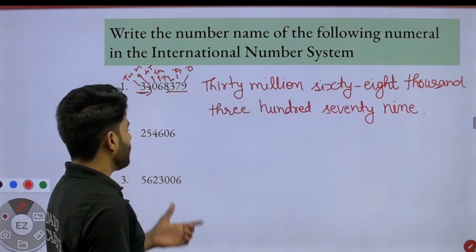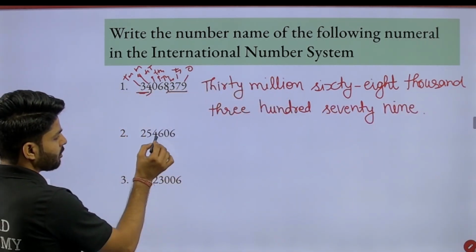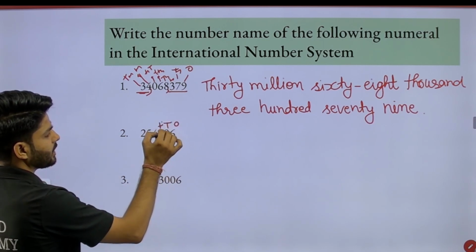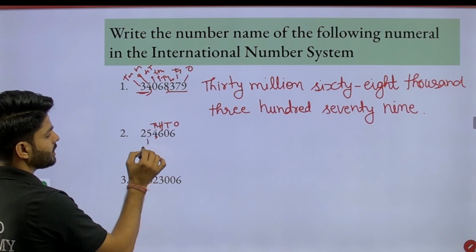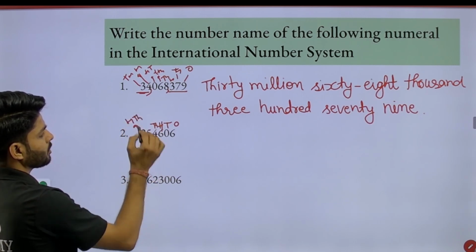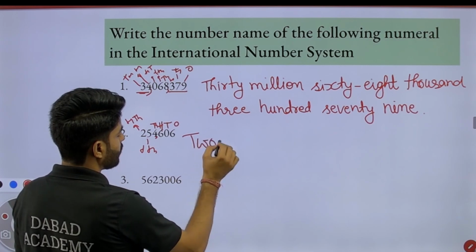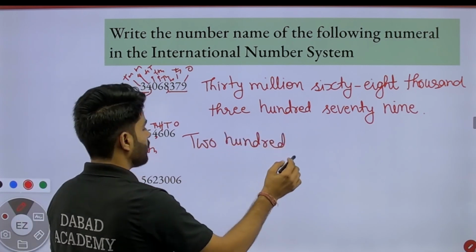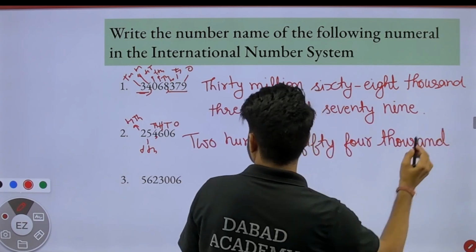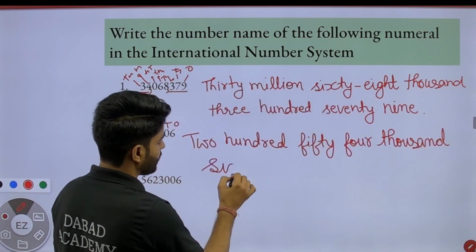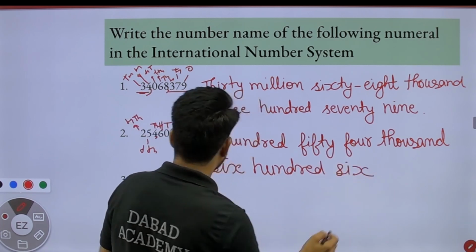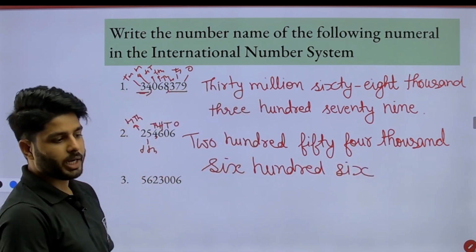In the same way we do that question. First we have to put commas after every 3 digits. This is ones, this is tens, this is hundreds, this is thousands, this is 10,000, and that is 100,000. So we write it as 254,606. In the same way, you have to do that question by yourself.